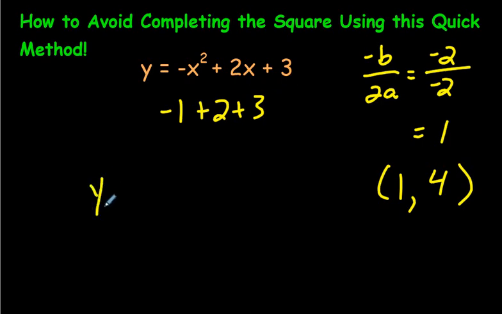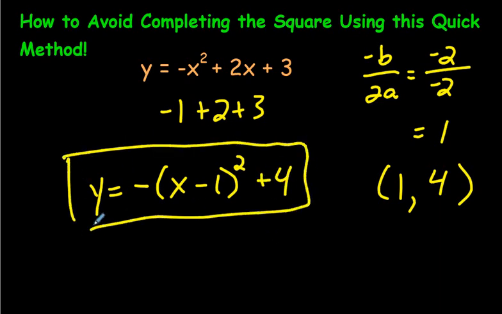If you had to write it in vertex form, don't forget the a value is a negative 1. X, take the opposite sign of what you see here, and then plus 4. And then we have vertex form very quickly compared to completing the square.